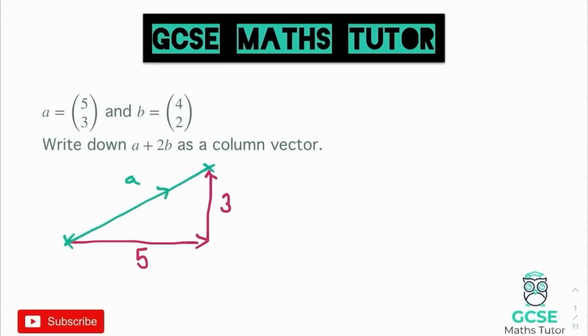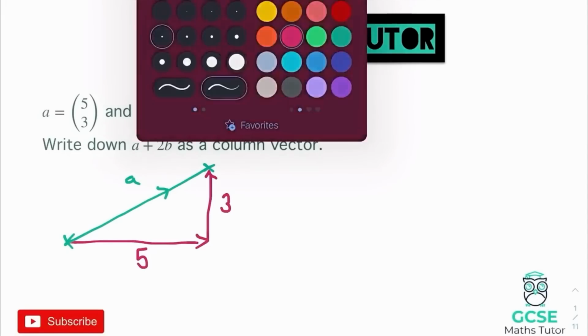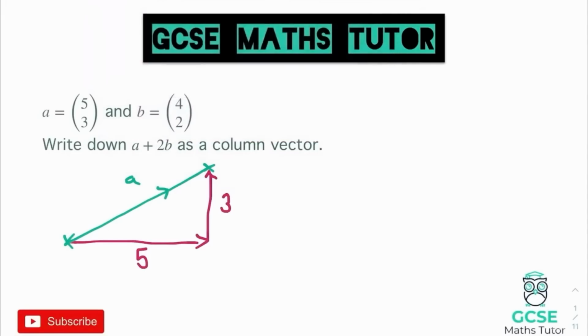And we could do exactly the same for vector B. We're not going to do that because obviously it's just going to be the same. It's going to go right by 4 and up by 2. But essentially what we're being asked to do here is to combine these vectors. So we've got that it wants us to write down A plus 2B, or 1A plus 2B. Now that means it wants us to do the movement A, which is going to go across 5 and up by 3, and then it wants us to do the movement B, and it wants us to do that twice.